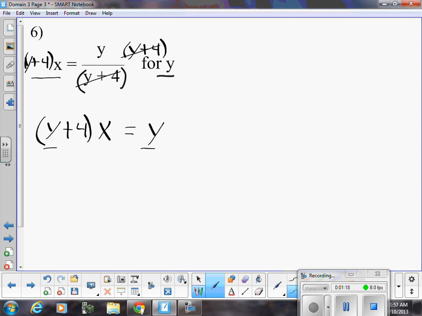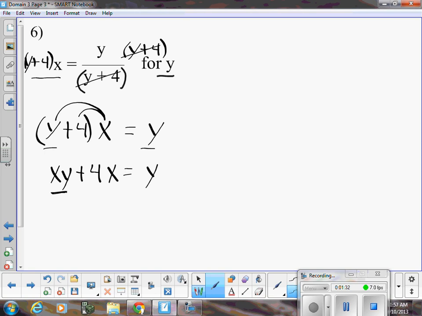And so to do that, you have to do the distributive property, which would be x times y plus 4x equals y. Now we can take our xy and subtract it over, so we're going to minus xy from both sides of the equation. Okay, on the left-hand side over here, those will cancel out with each other. So you will be left with 4x equals y minus xy.